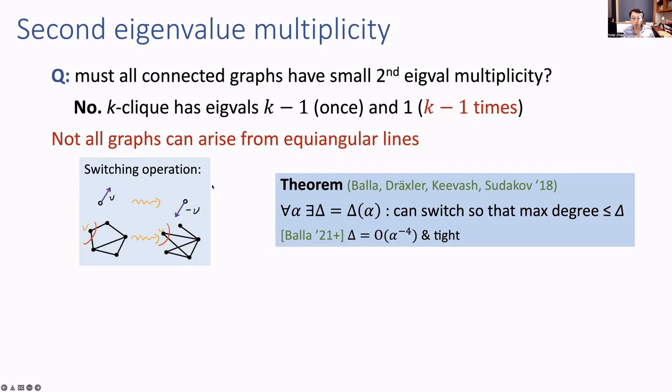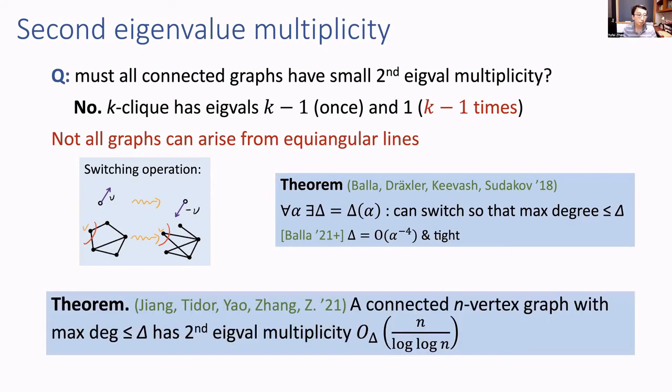A more recent work by Balla shows that you can actually take delta to be on the order of alpha to the -4, and this bound is tight. So the previous argument used Ramsey theory, which incurred an exponential dependence, but it turns out that you don't need that. So knowing that, we can then focus on the setting of bounded degree graphs. So this is where our result on second eigenvalue multiplicity comes in.